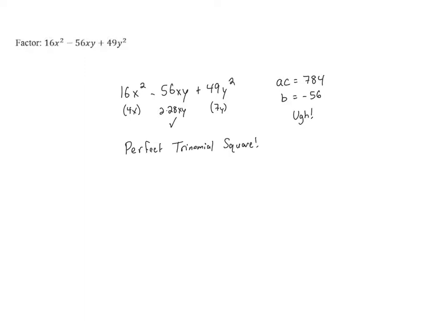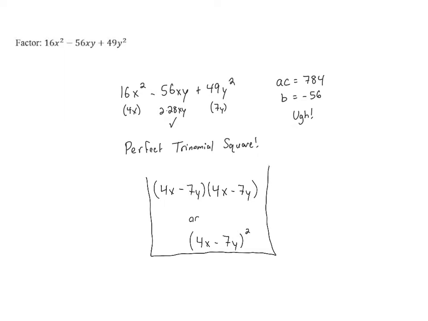I told you that there would be situations where this is easier than using the AC method, and now I am showing you one of those situations. Because this is a perfect trinomial square and the middle term is negative, we can factor this, and it's going to become 4x minus 7y, because the middle term was negative, times 4x minus 7y, or we could write this as 4x minus 7y squared.